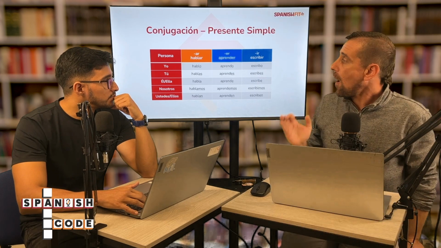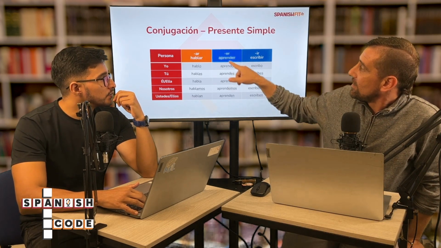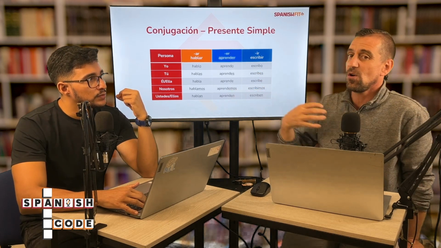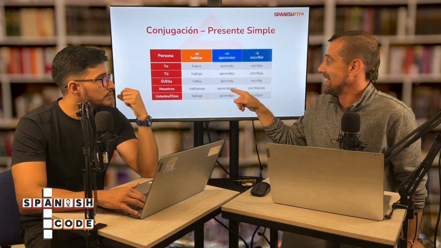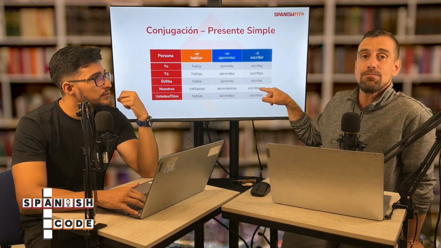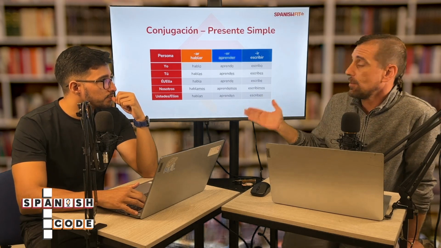And IR is almost identical. There's only one little difference here. The ER for we and the IR for we become dominant. So nosotros aprendemos with an E, but if we're writing or living, escribimos, vivimos. So yeah, that's your entire present tense.